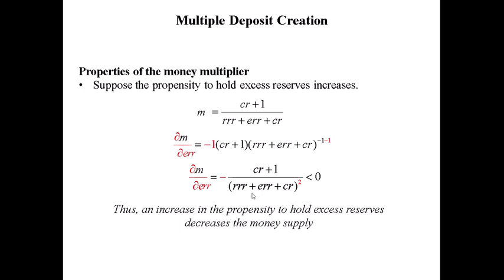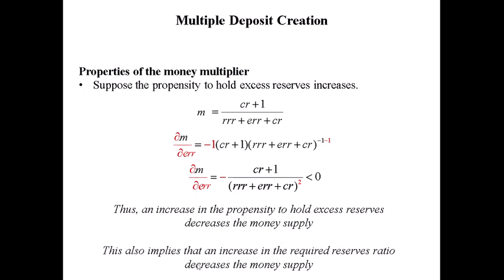And then because we could change this E here to R, and the reserve requirement ratio and the excess reserves ratio only show up once, if we change this to R, we get the same exact partial derivative. So we can also say that when the Fed raises the reserve requirement ratio, it lowers its ability to inflate the money supply.